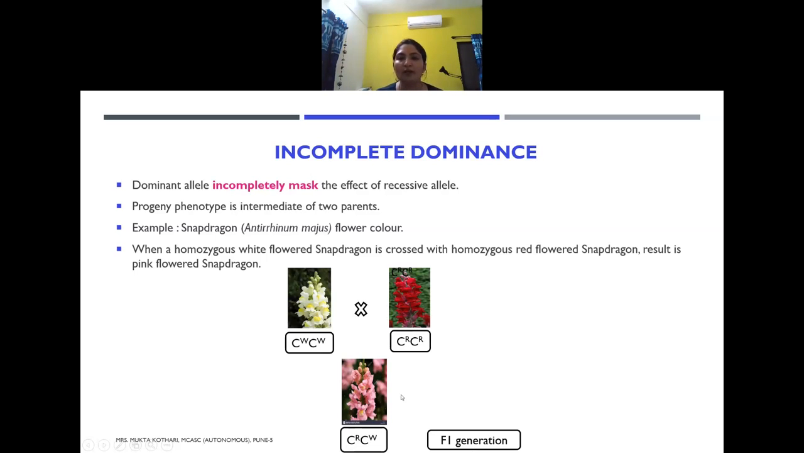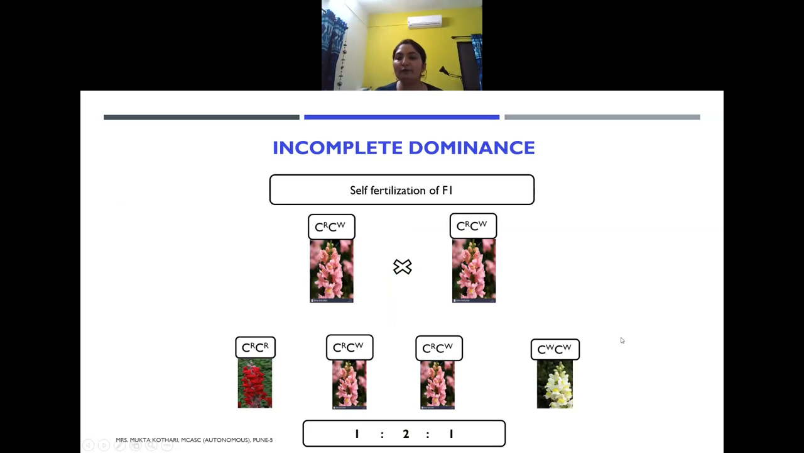Moving on, let us see the F2 generation. What can be the result? If we do self fertilization of the F1, that is, if you cross the pink colored flower with the pink colored flower, you will get the ratio of 1:2:1, that is red, pink, and white. Both the phenotypic and genotypic ratio I am talking about.